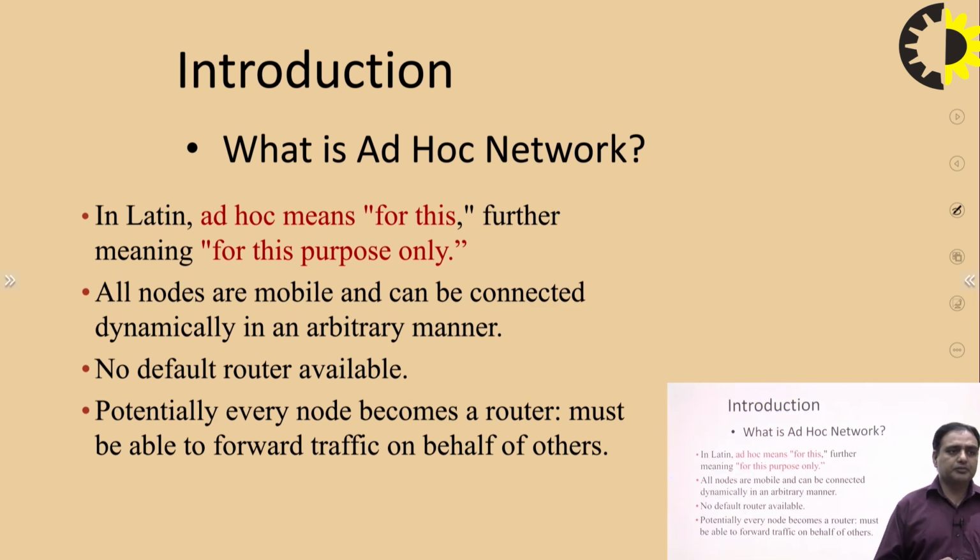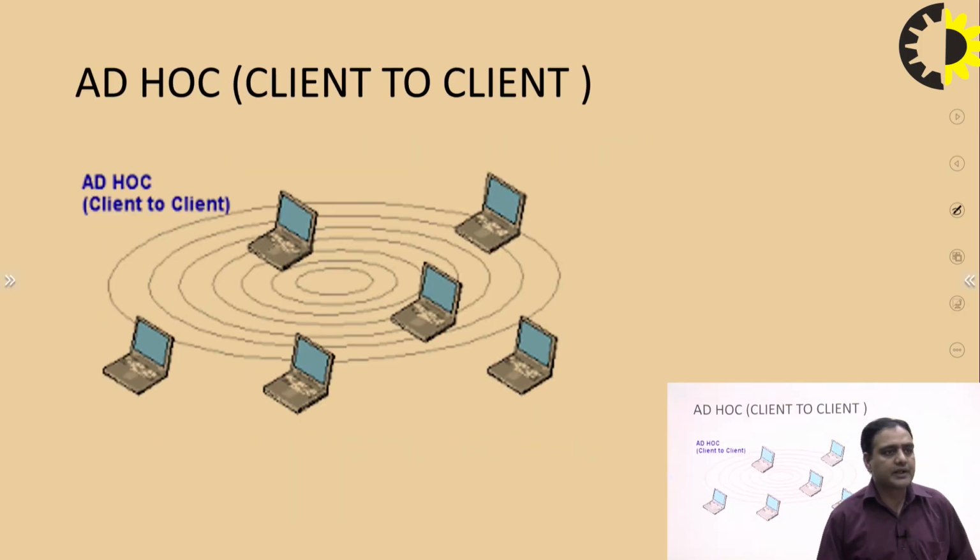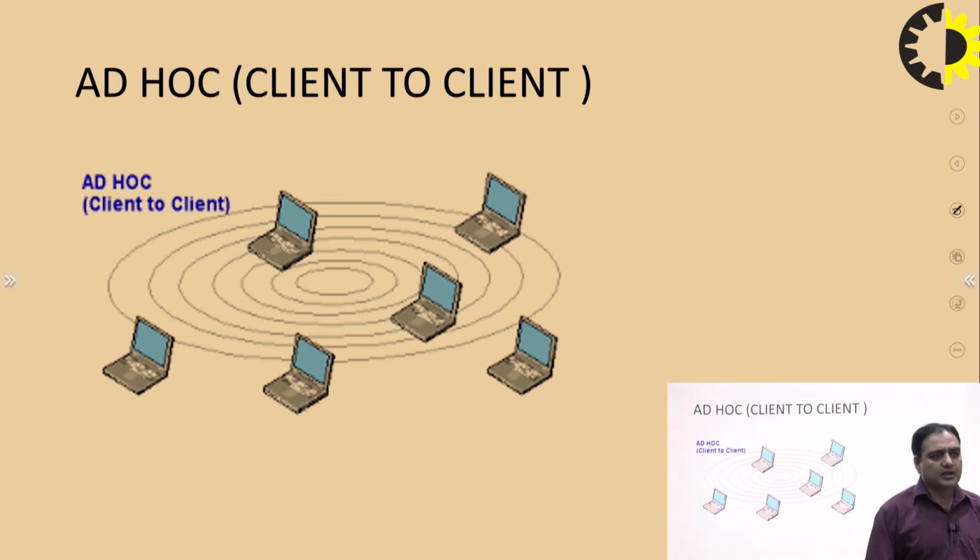So the most important thing is how the routing is done when no router is available. The devices are connected to other devices via Bluetooth. In ad hoc networks, you can see in this diagram three and three, that is, six systems, six devices here.